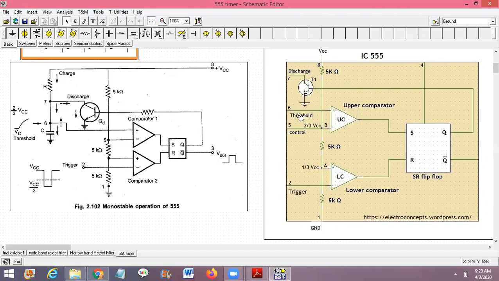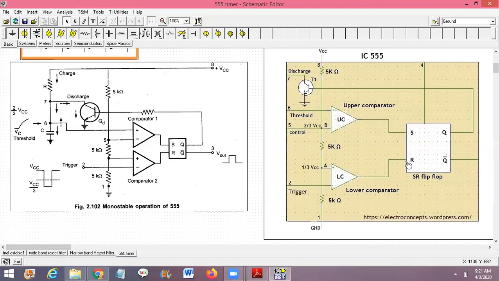Next, what we are doing here: any input voltage at pin number 6 will be compared with 2/3 VCC. Suppose the voltage at the threshold, at pin number 6, is greater than 2/3 VCC, then the output of the upper comparator will be 1, and that will be applied to S. Similarly, you are connecting the reference voltage to the non-inverting terminal, and here you are giving one more input. Since we are giving this to the non-inverting terminal, suppose the input voltage is less than 1/3 VCC, the output of the comparator will be 1.